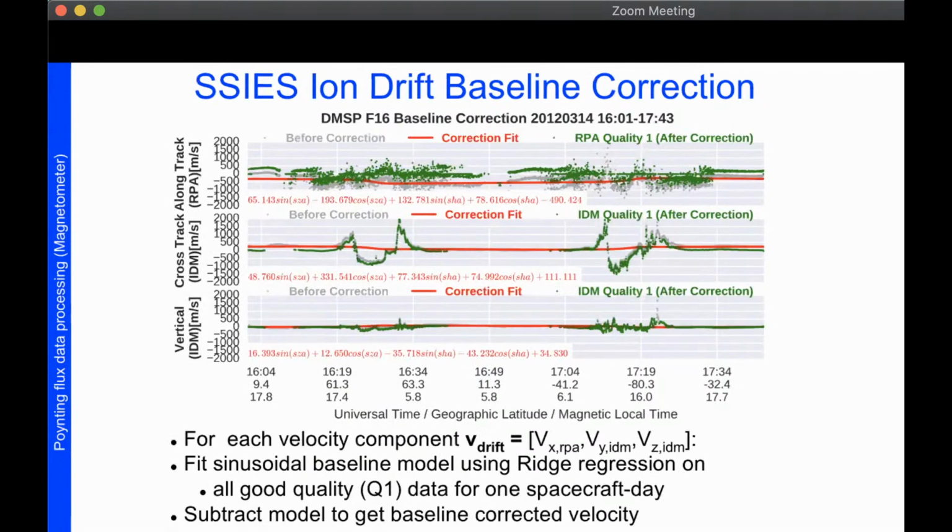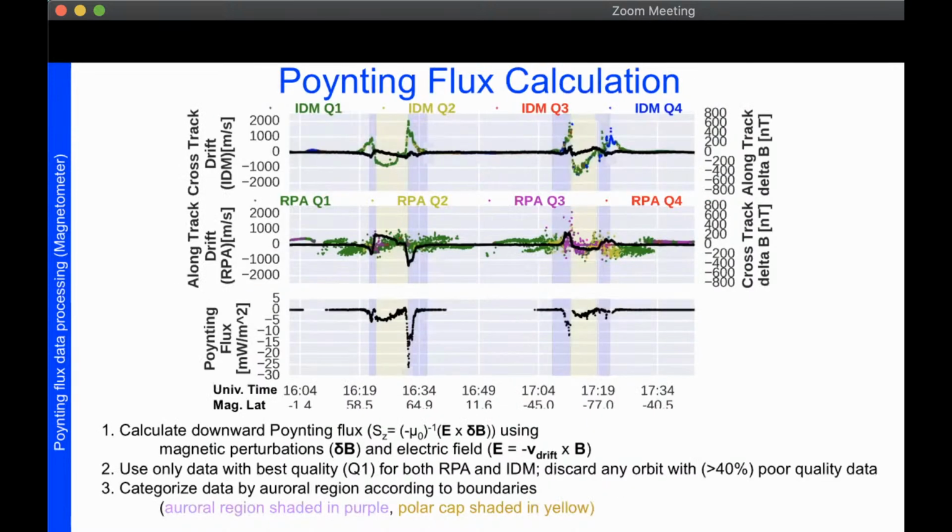Let's see. So what do we do? We're looking at each of these velocity components coming in from the drift on a daily basis, fitting a sinusoidal baseline using ridge regression to all of the quality 1 data that are available for a spacecraft a day. We've tried seasonal, we've tried yearly, we've tried by spacecraft, and it turns out that at this point, we're still having to make these daily corrections. We subtract that model to get a baseline corrected velocity, and that is what is going into our Poynting flux calculations.